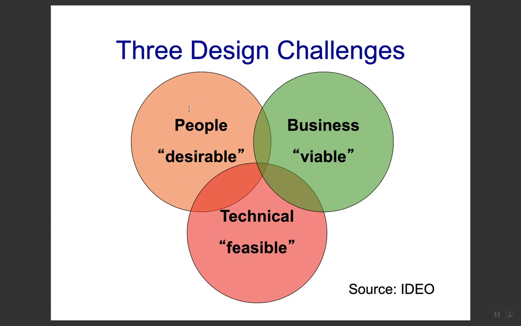And then we take a look at people: what people desire, what people need, what people want, what people see, and what people use. But it is not enough. We have to see the business. Can it be marketed? It means can it be implemented, can it be sold or not. So these three components of design challenges are very important, and they are integrated. This is a combination of people, business, and technical.